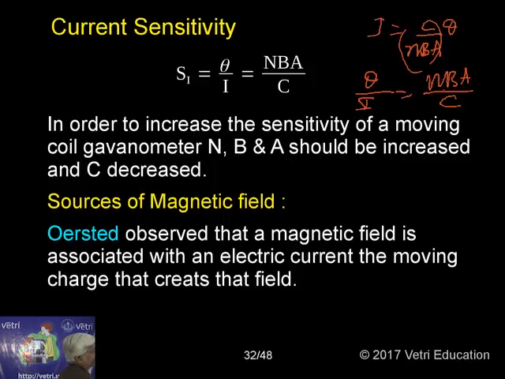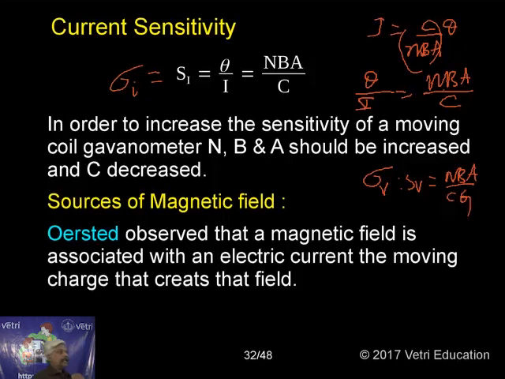That is missing here. So here also we can have the voltage sensitivity. Some books have sigma, which is also correct. This is called sigma I, current sensitivity. Sigma V or SV, voltage sensitivity. Some books put S or SV. That is also correct. That is NBA by C into G.